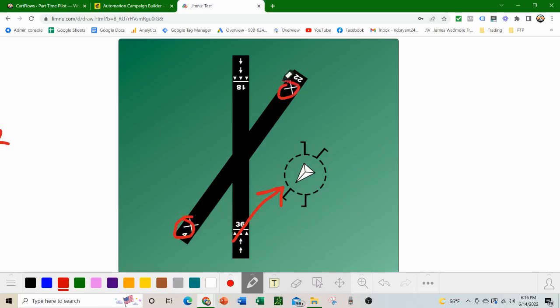Now, if these runways were not closed, our answer would be different. But because these X's mean that you're not allowed to land on these runways or taxi, we don't have the option of runway 4 or runway 22. But obviously 22 would be the best option, right? If we came landing into here, that would be straight into the wind for an almost perfect headwind landing, right? But 22 is not available for us. So the next best option would be runway 18.